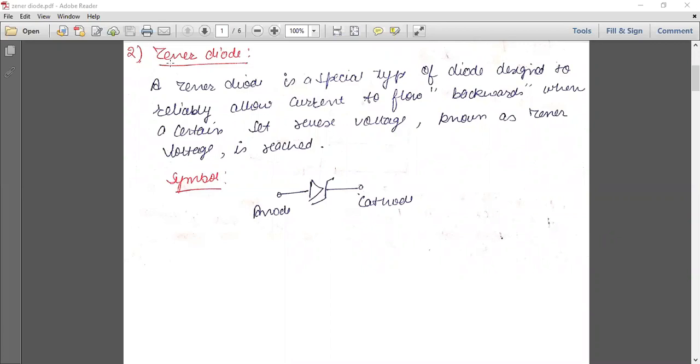Zener diode is a type of PN junction diode which is specially doped to work in a reverse bias condition. A Zener diode is a special type of diode designed to reliably allow current to flow backward when a certain set reverse voltage, known as Zener voltage, is reached. This is the symbol of Zener diode. This is a P-type semiconductor. This resembles N-type semiconductor. This is the anode and this is known as cathode. So this is a general definition of a Zener diode.